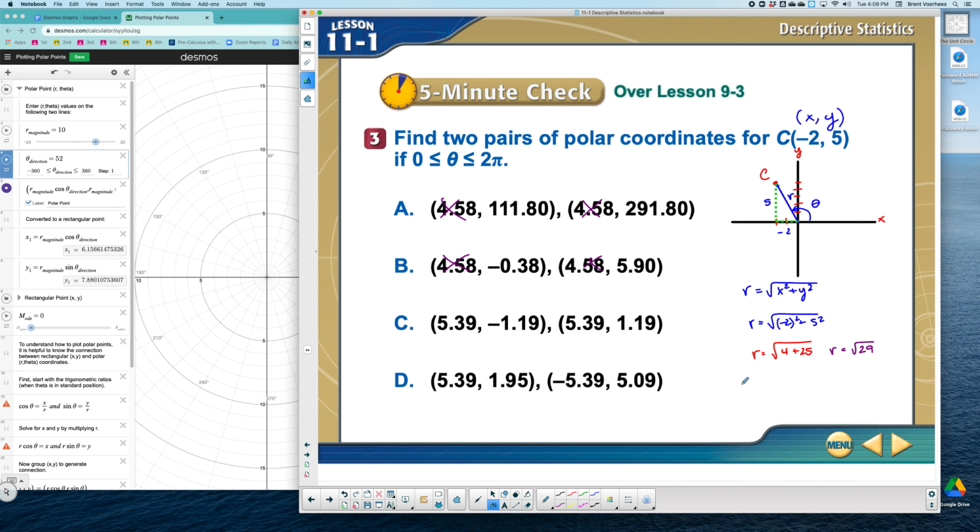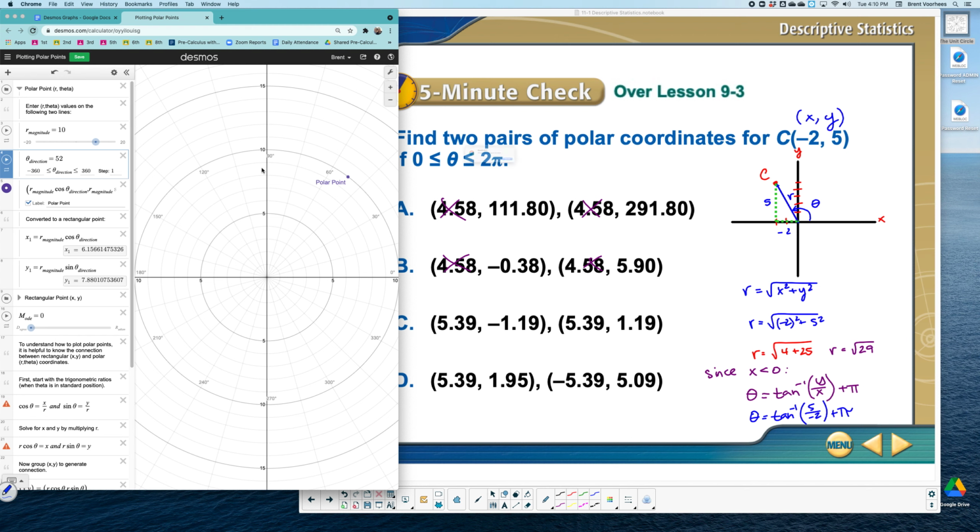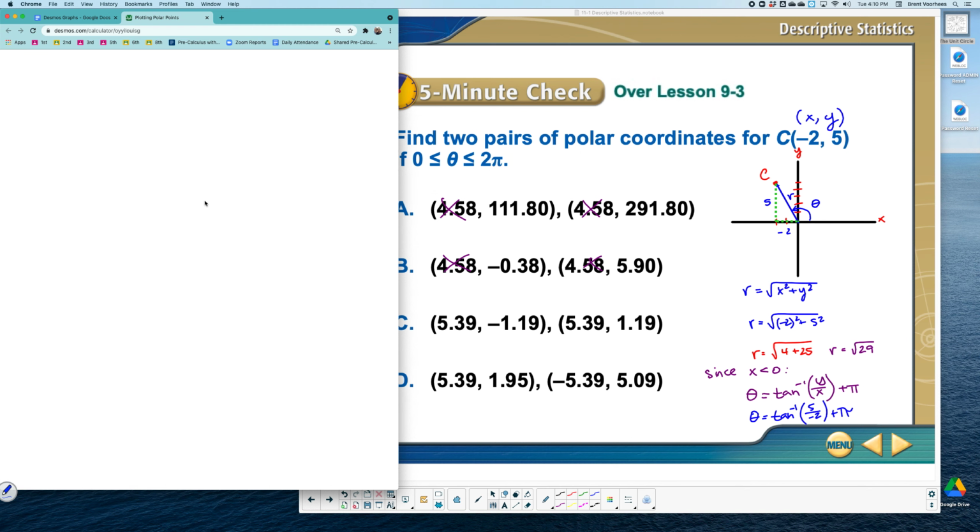And now for the theta, since x is less than 0, since x is negative, for our theta we're going to do the inverse tangent. And looking at the answer choices, it appears they're in radians. So I'll do the inverse tangent of y over x, and then I'm going to have to add pi. So what's going to happen in the calculator is it's going to calculate y is 5, x is -2, and then we'll add 3.14 to the answer to see what we come up with. So I'll just use this calculator. It'll do all the calculations for me.